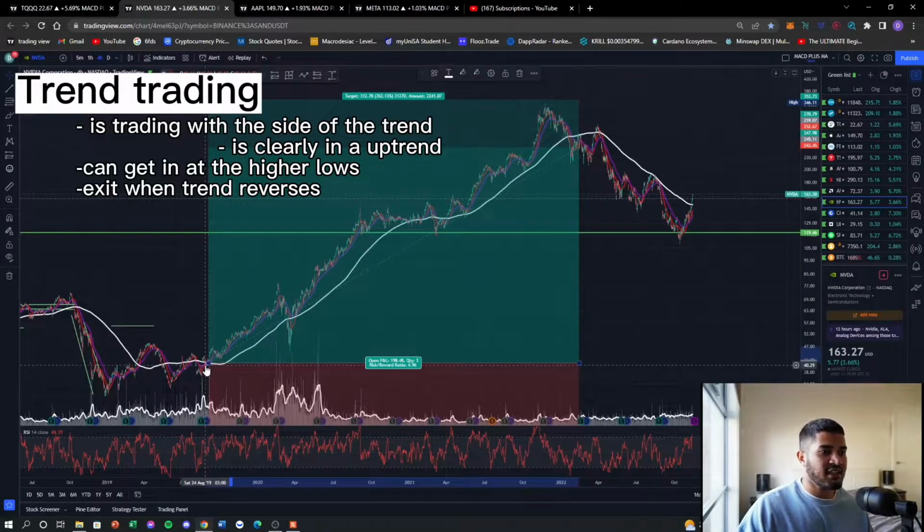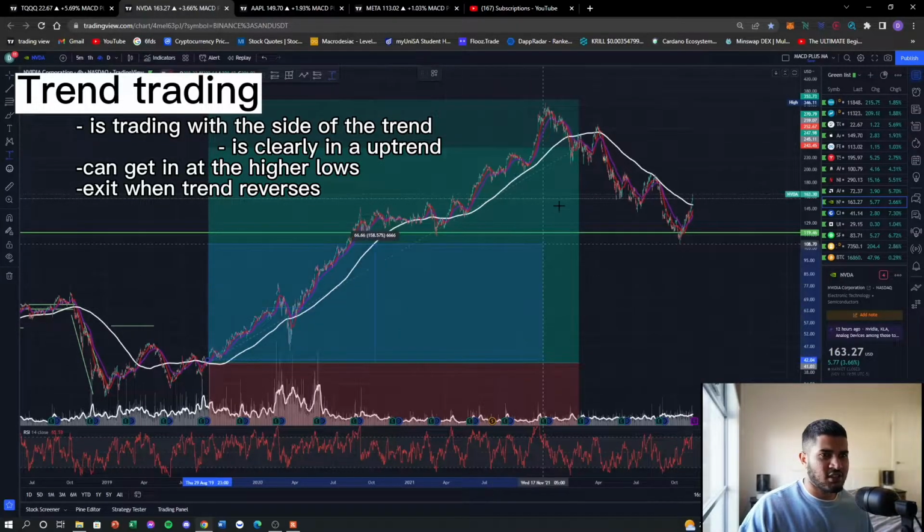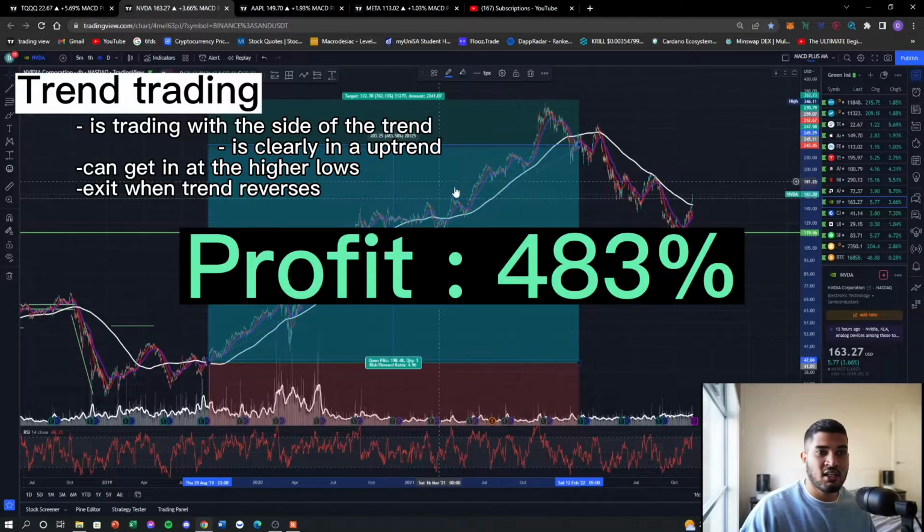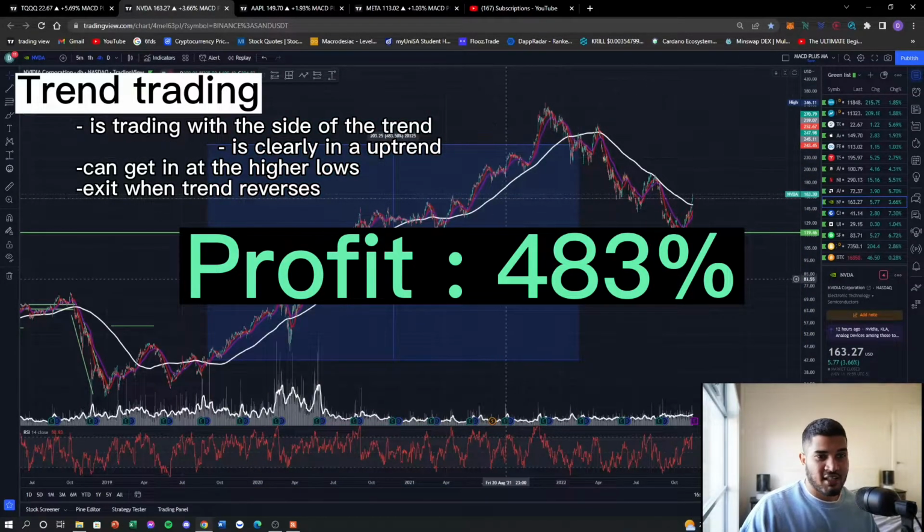So we did get in here. It's made a higher high, a higher low, a higher high, a higher low, a higher high, a higher low, and then here it put in a lower high. So that's where we could quit the trade. We would have made a significant amount of return over here. So that would have been 483%, which is quite amazing.